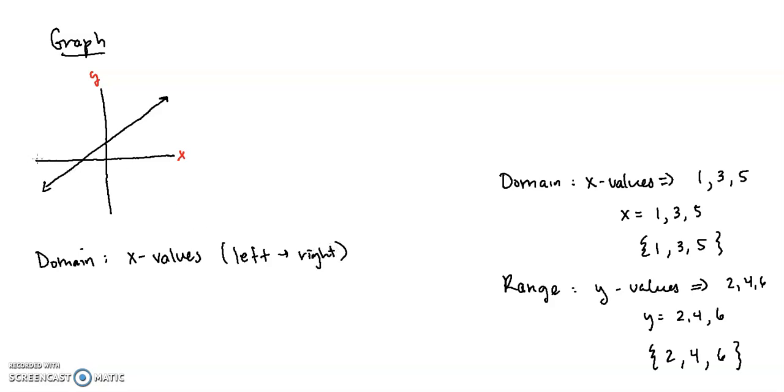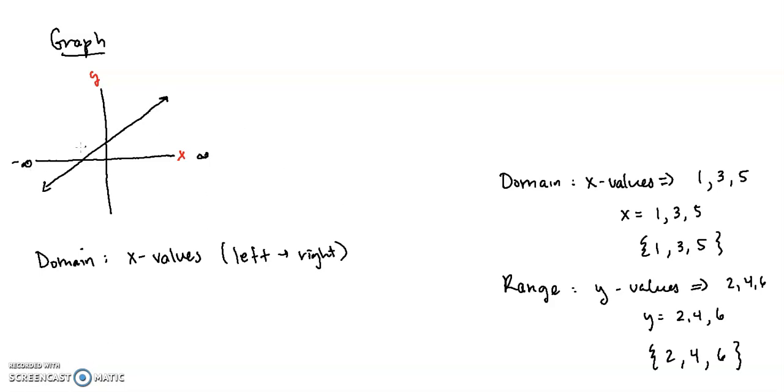I start on the left and ask, how far to the left do I go? Well, I have an arrow. This arrow is going to keep going to the left forever. So I'm going to go all the way out to negative infinity on the left. I have values all the way across on the x-axis. And we've got an arrow to the right, so that means I'm going to keep going out to positive infinity on the right. So my x values go from negative infinity to positive infinity.